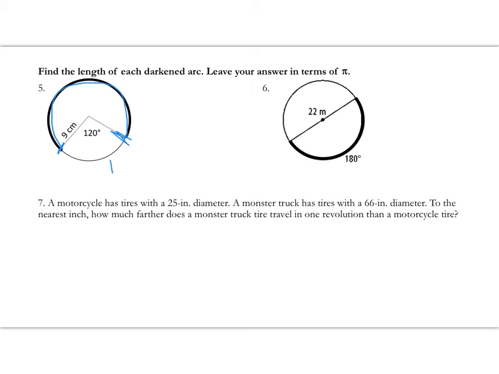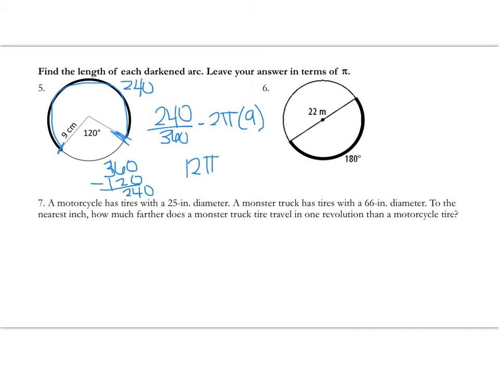So you need to think about what math you need to do to find that major arc. You should be subtracting from 360. It's 360 minus 120. That other side is going to be 240. So then we can do 240 over 360 is the fraction of the circle we want, times the whole circumference, which would be 2 times pi times the radius, which is 9. And then I'm just doing 240 divided by 360 times 2 times 9 on my calculator. And this section comes out to be 12 pi.